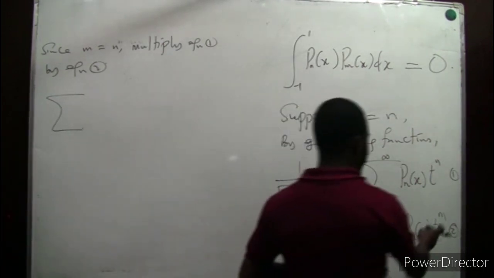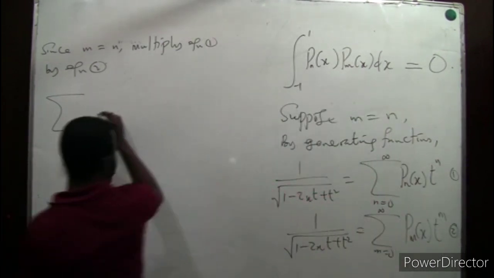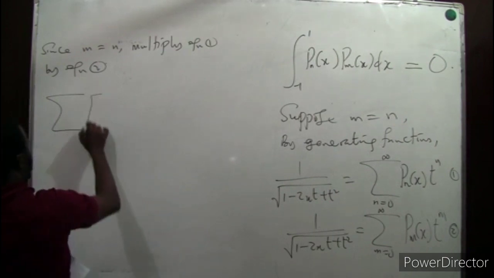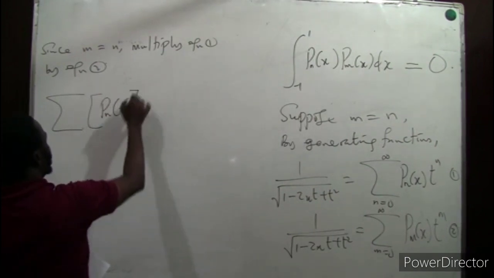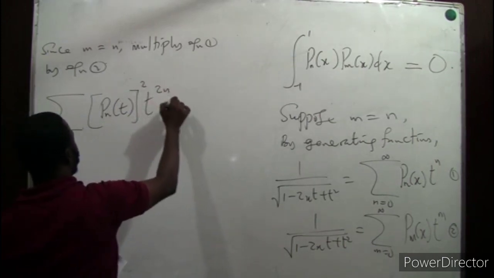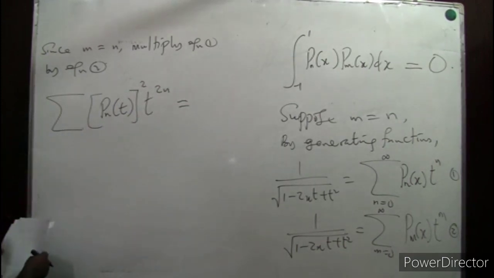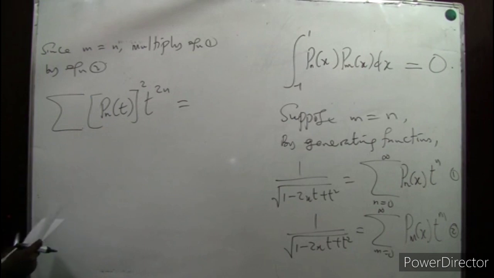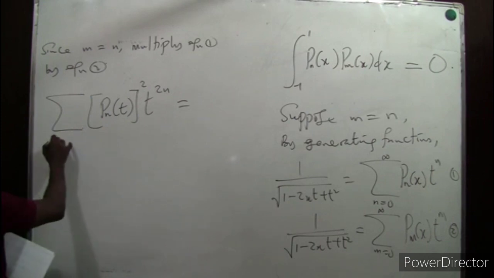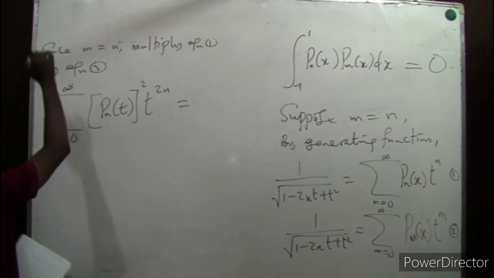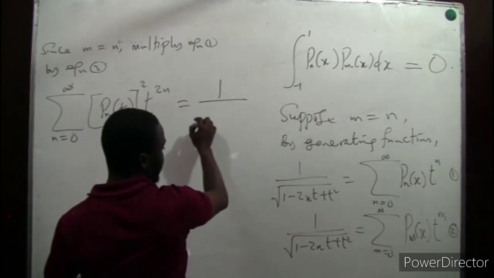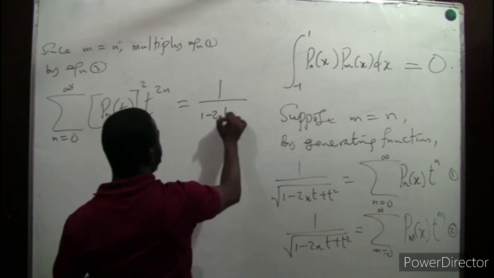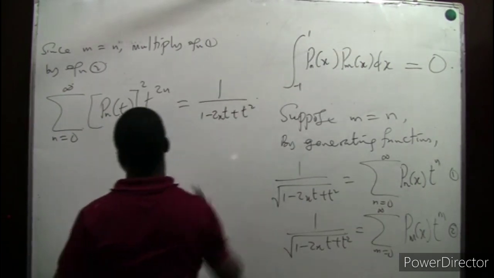Let me take the right hand side, this and this. That becomes Pn of t squared t raised to power 2n, everything equals, we are going to have n from 0 to infinity, everything equals, multiply these two, we are going to have 1 divided by 1 minus 2xt plus t squared.